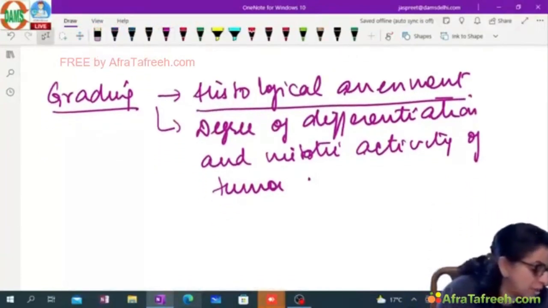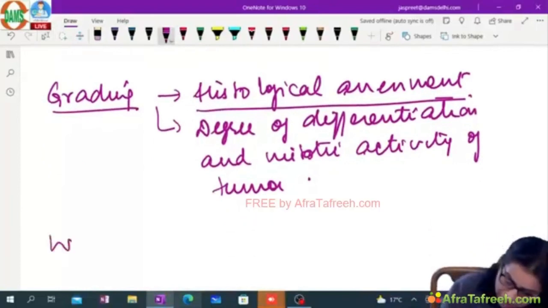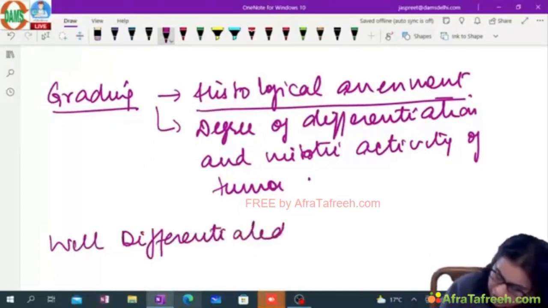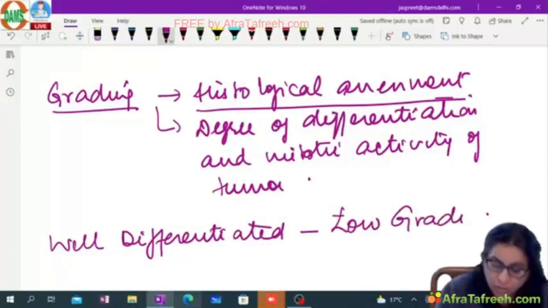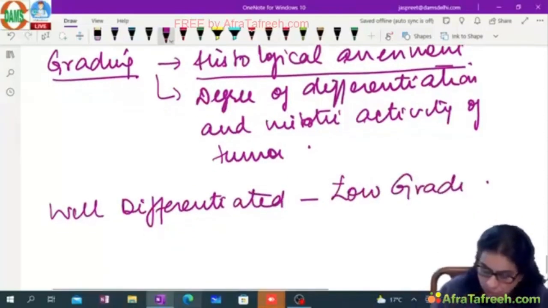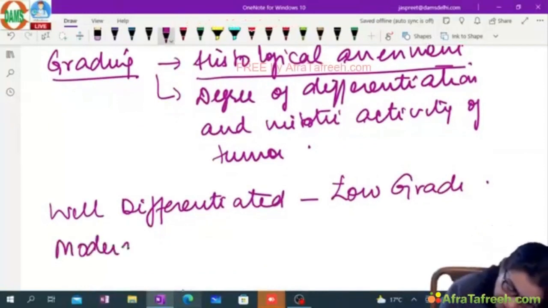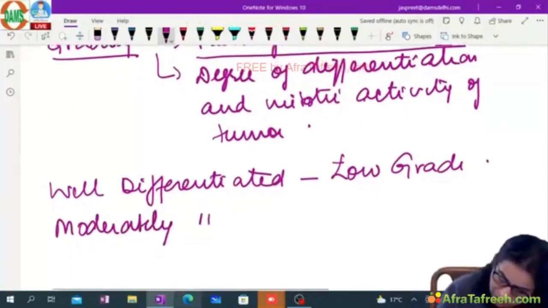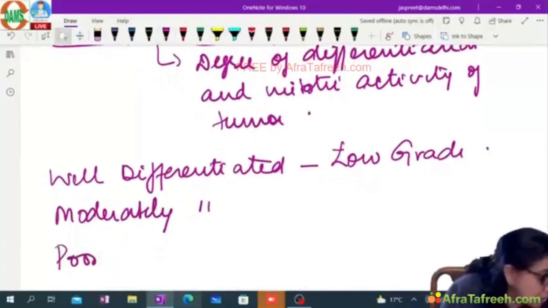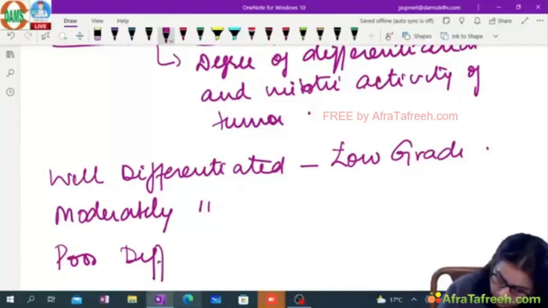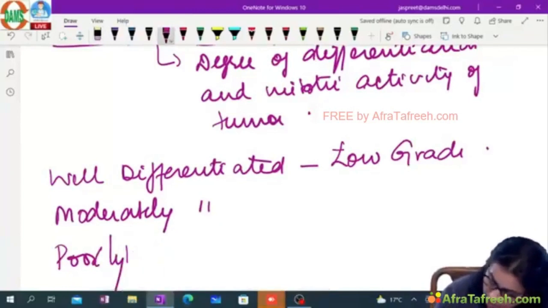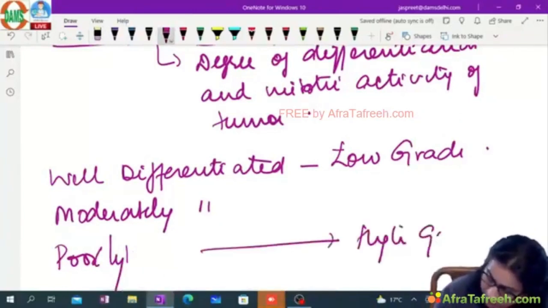And mitotic activity. So tumors are divided into well differentiated. Well differentiated tumors are low grade. So they are low grade tumors. So they will have a better prognosis. Then you have moderately differentiated, poorly differentiated. Okay, poorly differentiated tumors are high grade.